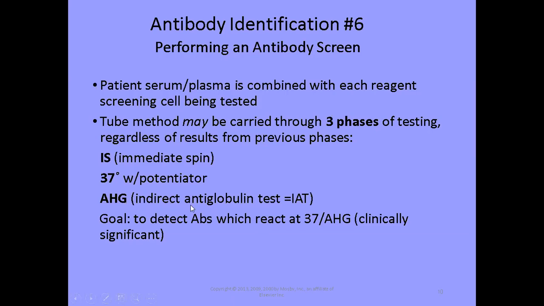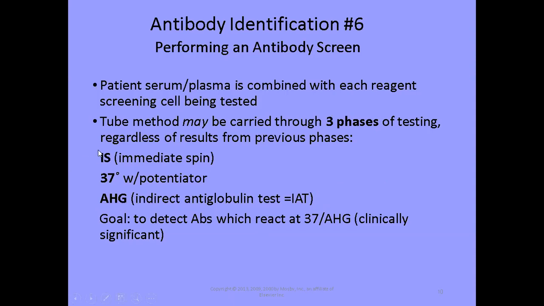Most labs are going to use polyspecific at this point. And then once again, we're going to centrifuge and read, and maybe we get negative reactions. Remember, any negative test with AHG, we have to confirm with check cells. Okay, maybe I get a positive, a 1+ or a 2+, okay?